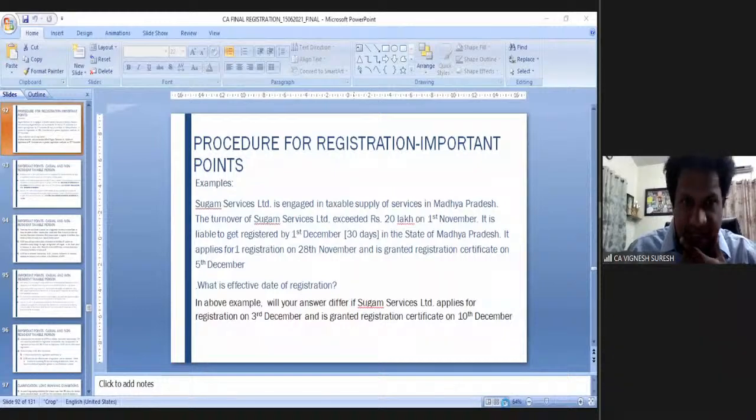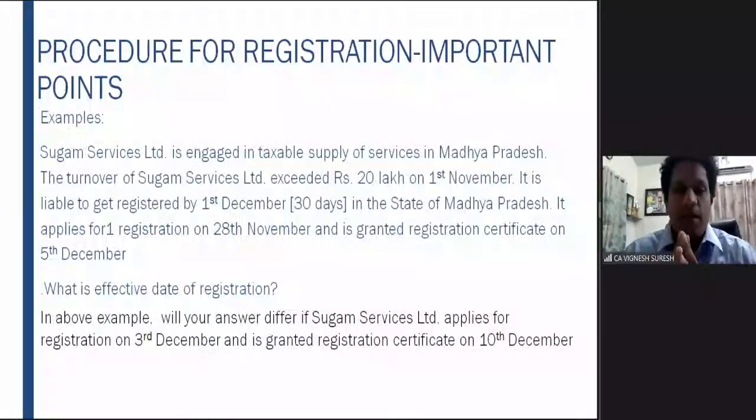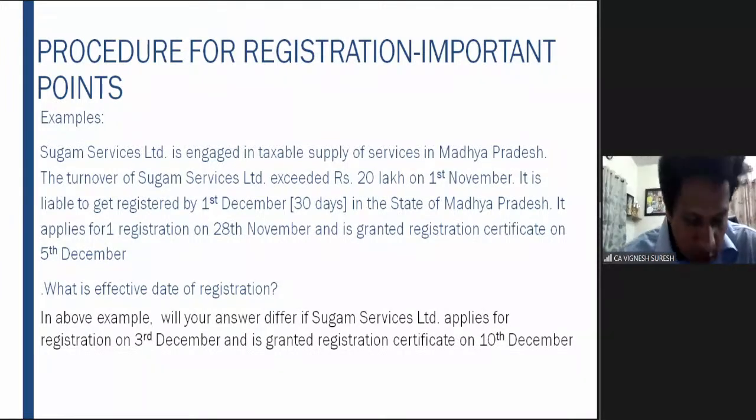So therefore, in the first situation, the application is given within 30 days. When the application is done within 30 days, the effective date of registration is the date on which he becomes liable for registration. The date on which he becomes liable for registration is 1st November because it is taxable supply of services in Madhya Pradesh state, more than 20 lakhs, so he has to get himself registered. So in the first case, the effective date of registration is 1st November, the date on which he becomes liable for registration.